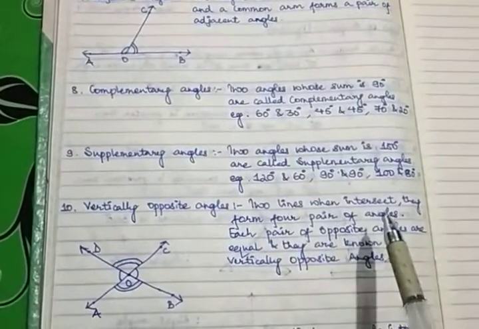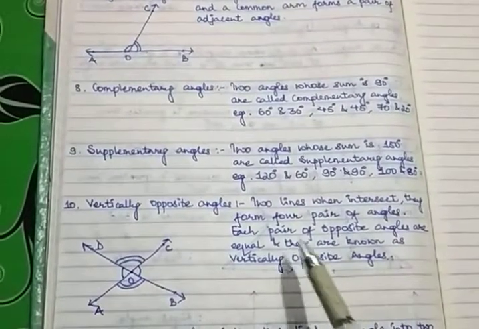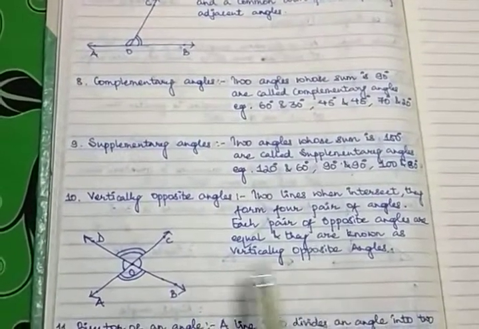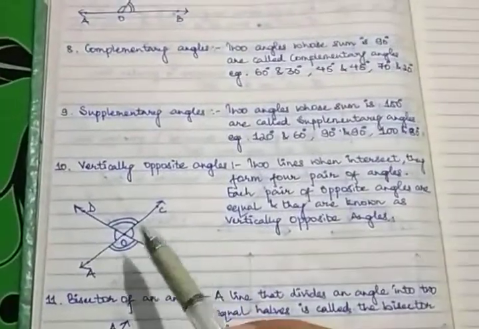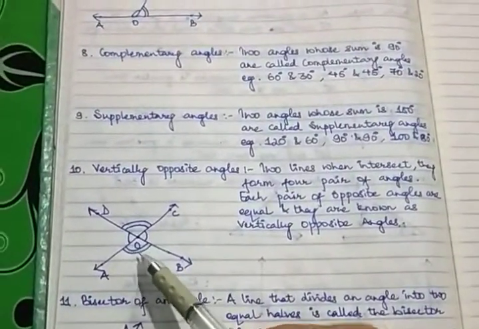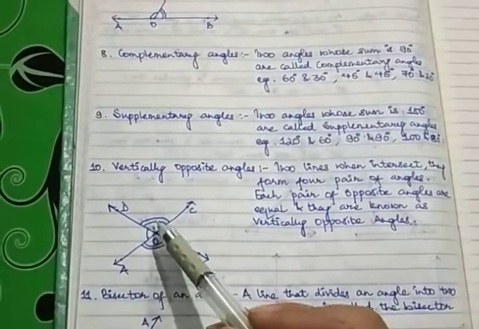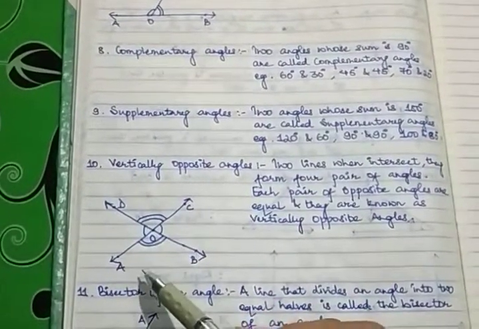Two lines, when they intersect, form four pairs of angles. Each pair of opposite angles are equal and they are known as vertically opposite angles. So that is why I have marked here with C. Remember, opposite angles are equal and they are known as vertically opposite, isn't it?